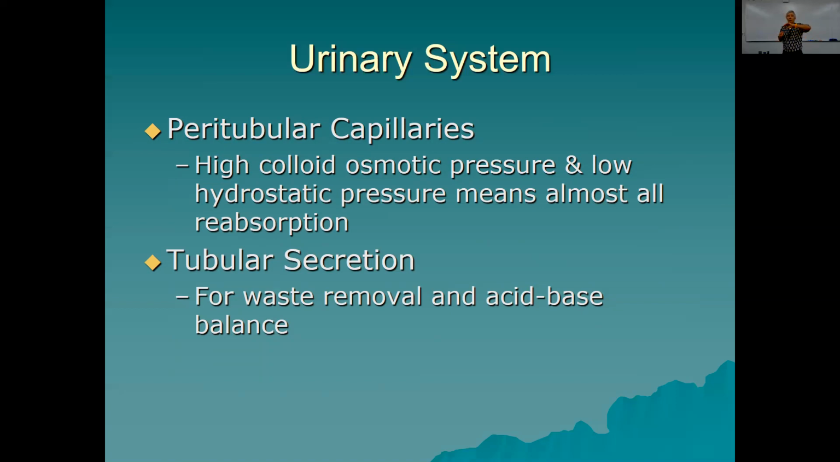And so when these glomerular capillaries recoalesce into the efferent arteriole, the efferent arteriole is really low pressure. Most of the pressure is bled off into the renal capsule. So it's very low pressure in the peritubular capillaries and relatively high osmotic pressure. So it's almost all reabsorption. It's very similar to the lung capillaries, almost all reabsorption.